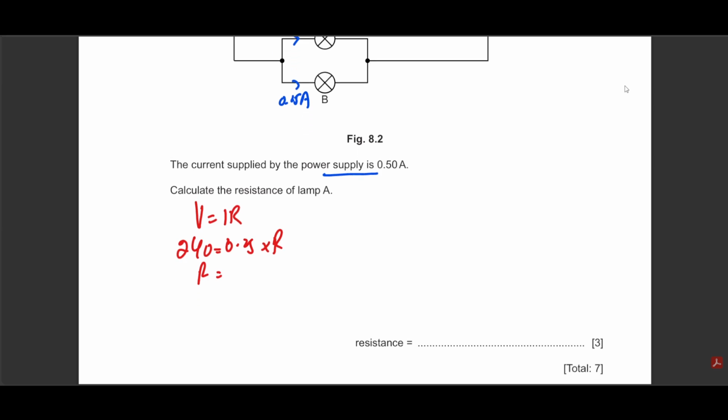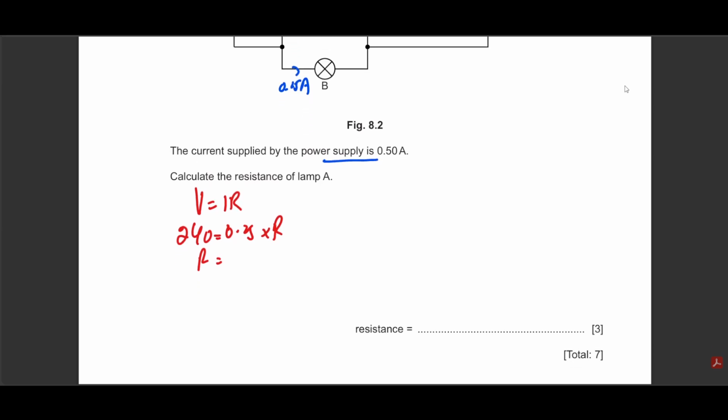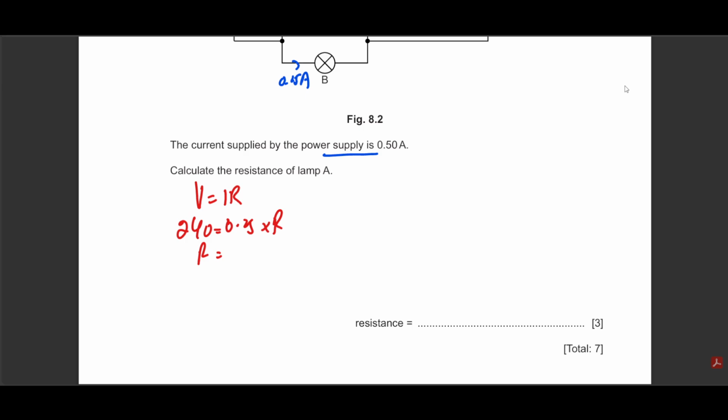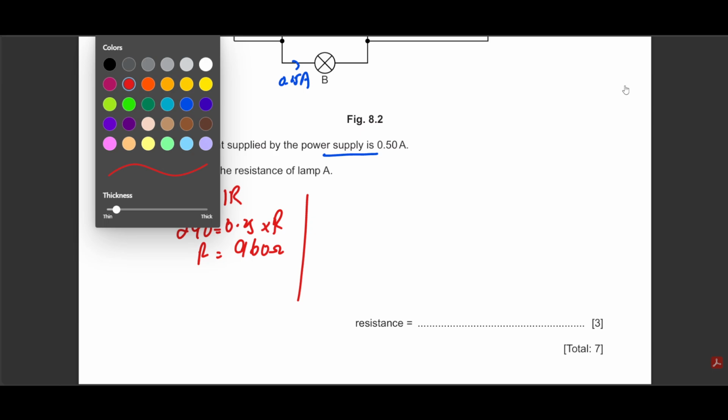So that is, yep, that is the resistance of one lamp. Yep, 960 ohms. This is one way of doing that. Let's look at another way.